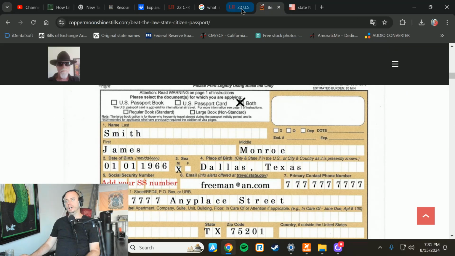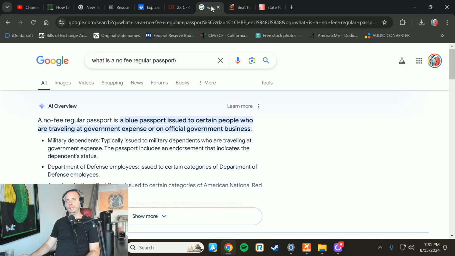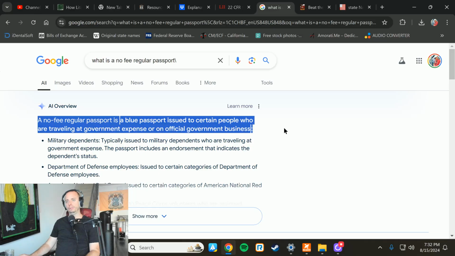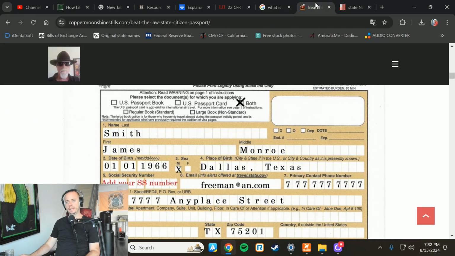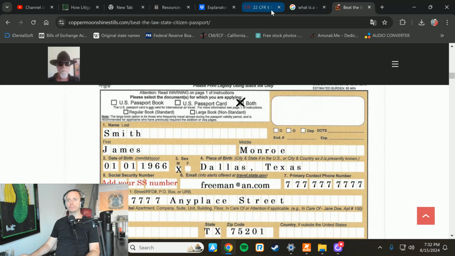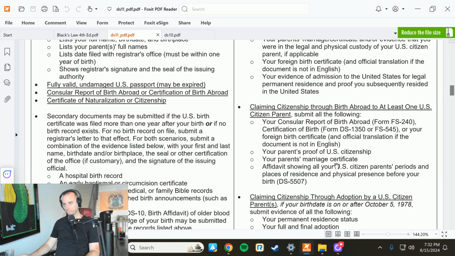Let me close out a couple of these. At the top of the passport, real quick, they're talking about the no-fee regular. We're going to talk about that in a second. It's a blue passport issued to people who are traveling at the government expense. You're probably not going to be qualified for the no-fee regular, so we're not going to get into that, but I just wanted to show you that. So you guys can do whatever you want.